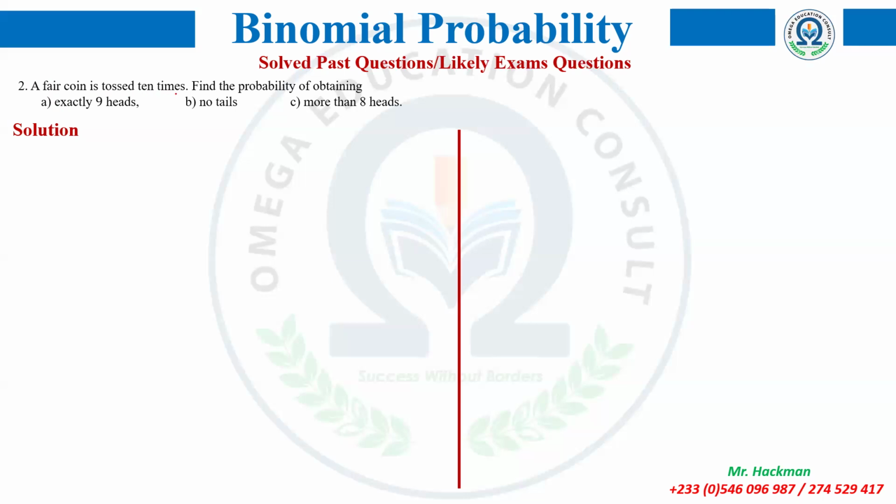A fair coin is tossed 10 times. Find the probability of obtaining A, exactly 9 heads, B, no tails, C, more than 8 heads. Okay, so with this one, per the advice that you've been given, which outcome is it advisable for you to take as the success? Is it head or tail? Head. Okay, why? Because it appears most times in the question. Very good, as simple as that.